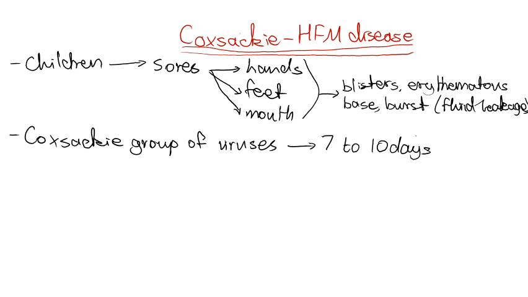So Coxsackie HFM disease is mainly seen in children and is caused by the Coxsackie group of viruses. The disease itself presents with sores, which are characterized by blisters with an erythematous base, and if these blisters burst, they cause leakage of a clear fluid. They're usually present, as the name suggests, on the hands, feet, and mouth, and the actual condition itself lasts for 7 to 10 days.